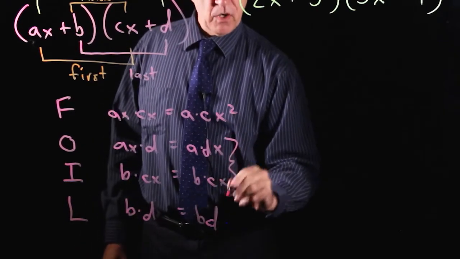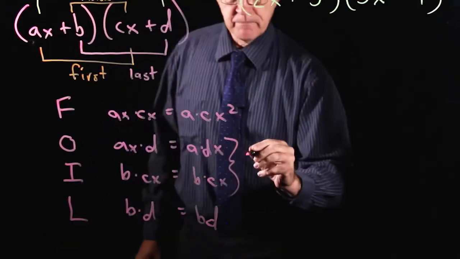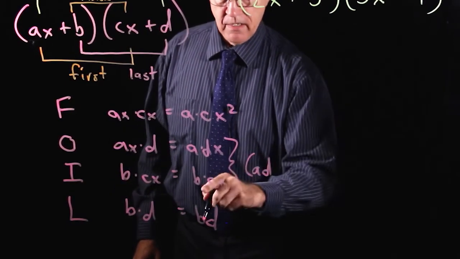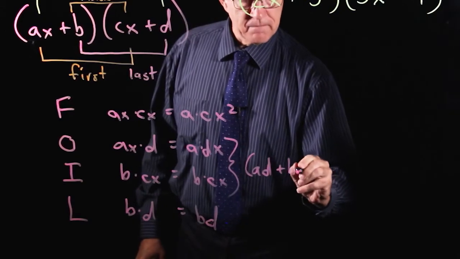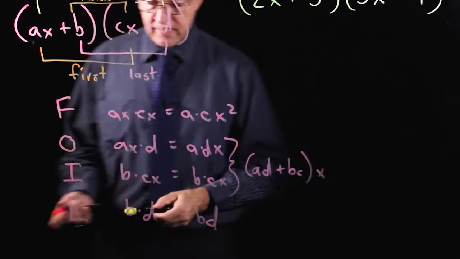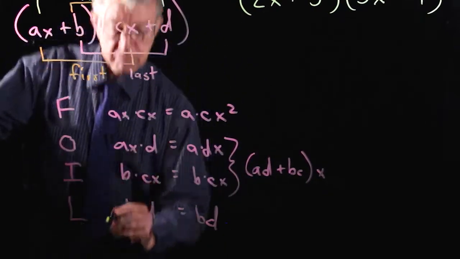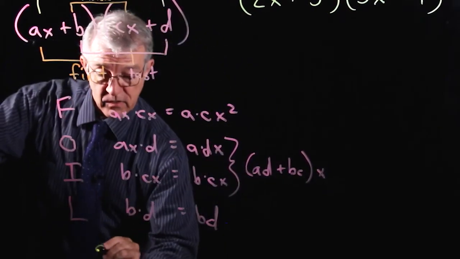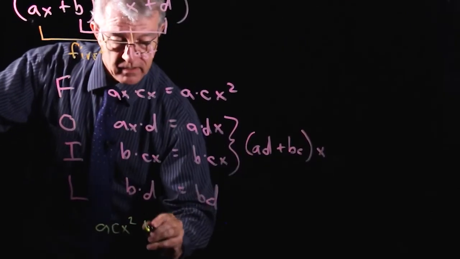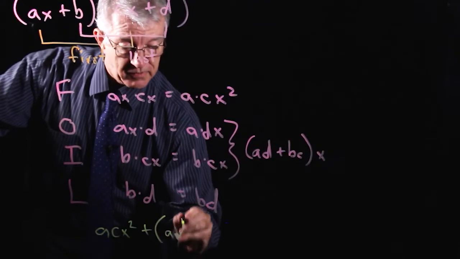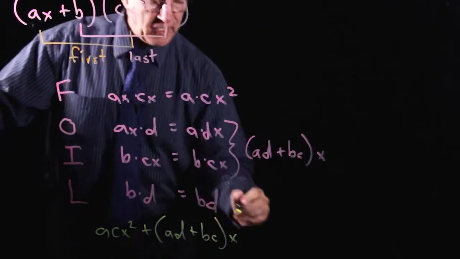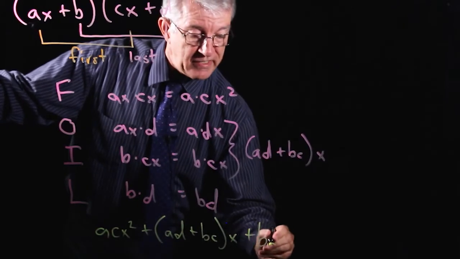So these two, both being X, we can combine them, and this is using the distributive property, AD plus BC times X. And if we wanted to write the entire solution, it would be ACX squared plus the AD plus BC X plus BD.